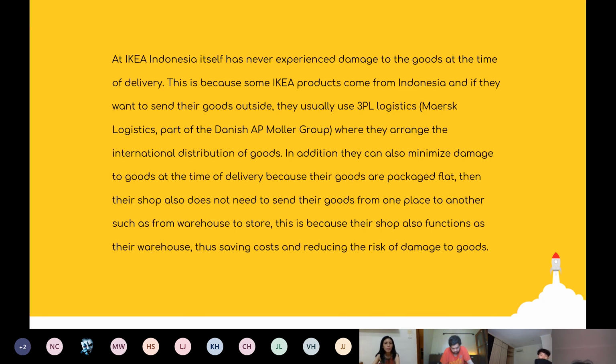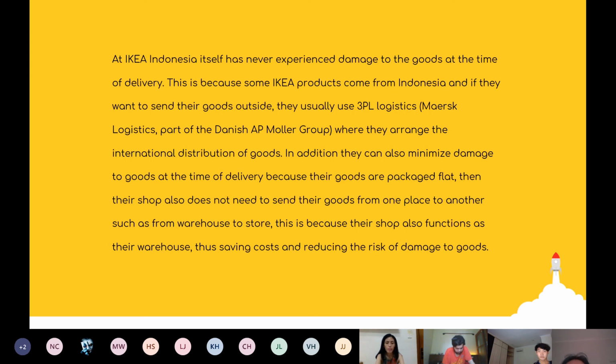So at IKEA Indonesia itself, it has never experienced damage to the goods at the time of delivery. This is because most IKEA products come from Indonesia, especially in Solo. So if suppliers are local suppliers, they can minimize and reduce the risk experienced when shipping the goods. Local shipments are shorter and closer than international shipping.